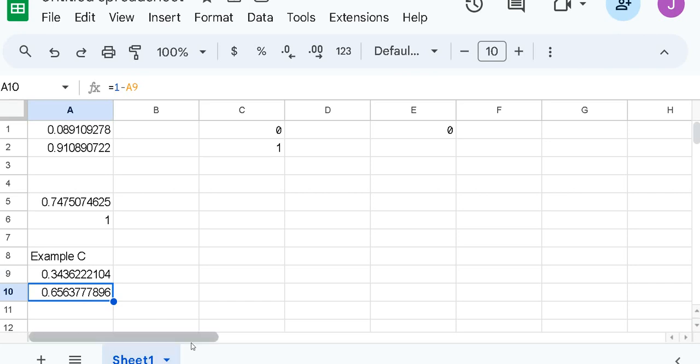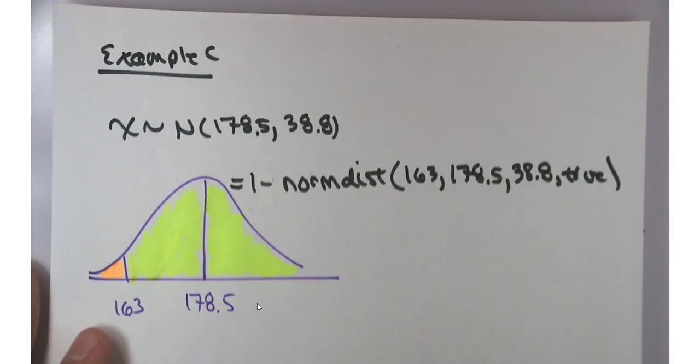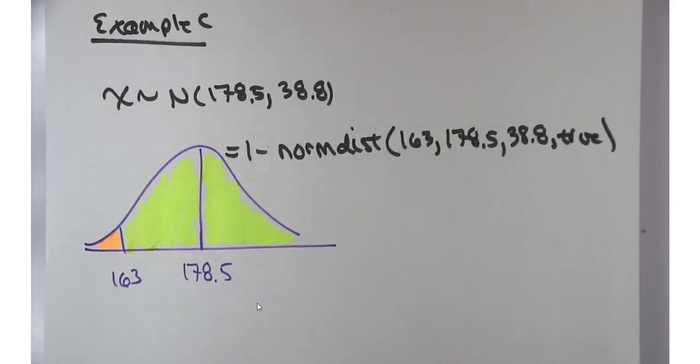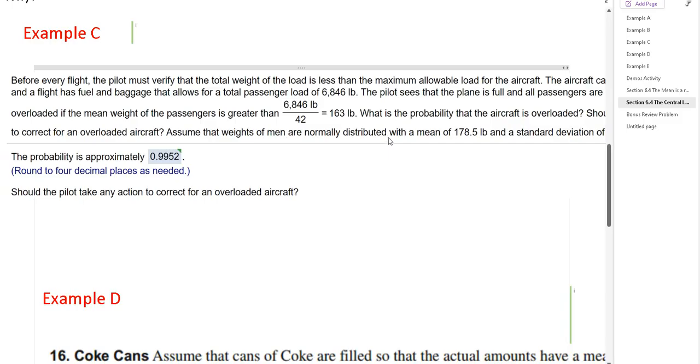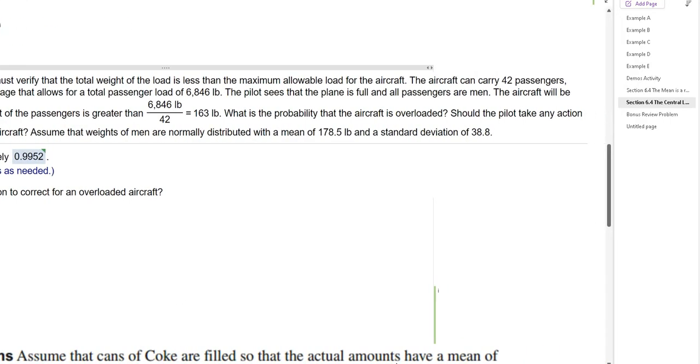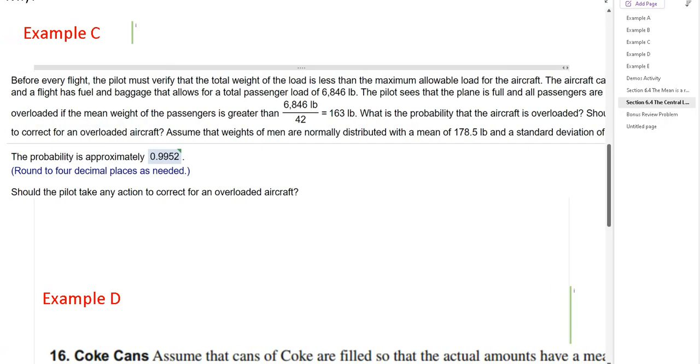Let's move on to the second part. So the first part was kind of invented by me. Second part is actually the meat of the problem. Let's see, what is the probability that the aircraft is overloaded? So it's overloaded if the average weight of all these men is greater than 163 pounds. So there's 42 passengers, they're all men, which seems really improbable. But let's take a look here.